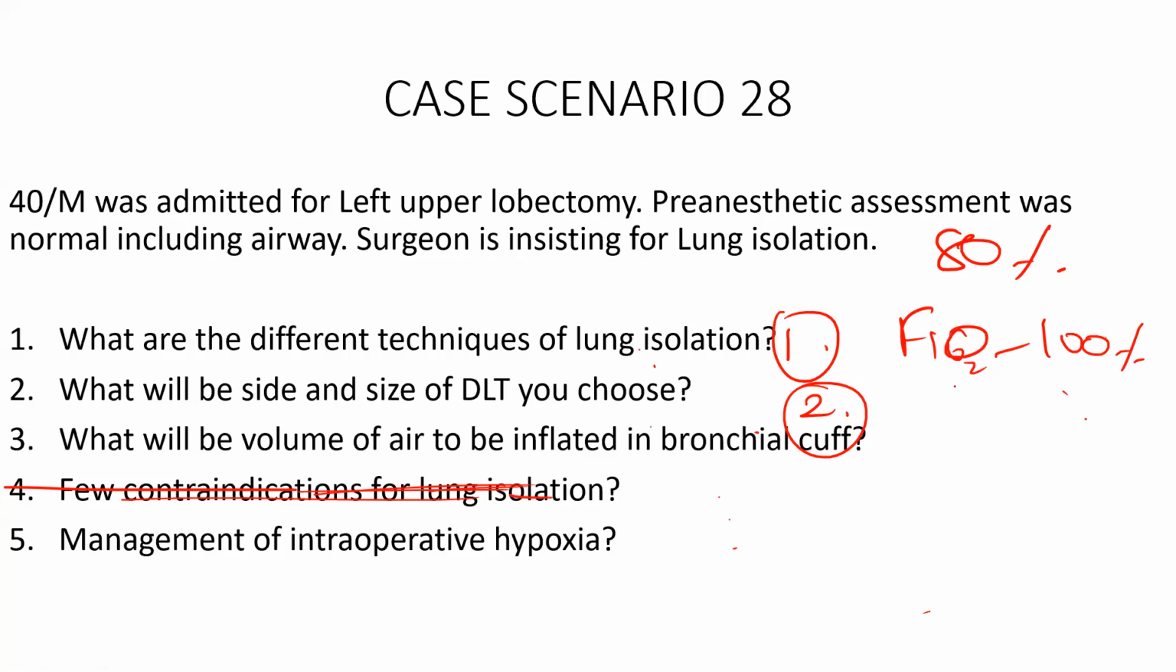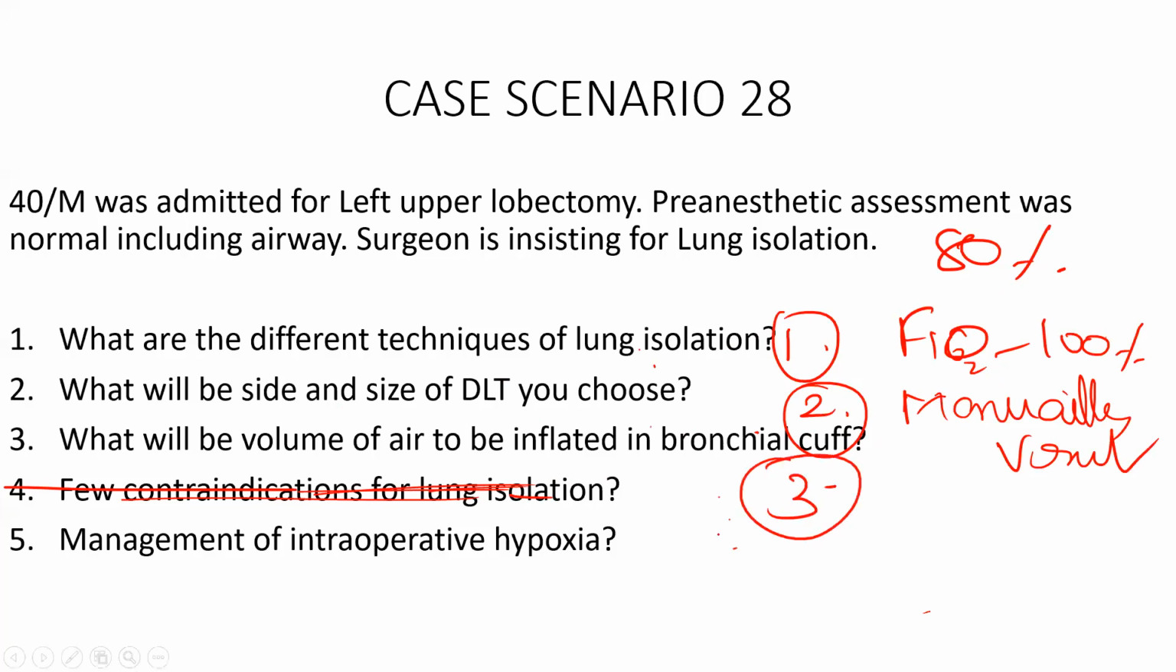No, before that, manually ventilate. The circuit we should check again from the machine. Take the bag from the machine, ventilate manually. Third thing, step number 3: for the non-dependent lung, check the position, either by auscultation or by fiber optic. Check the position. That's the third and the most important thing you have to do.